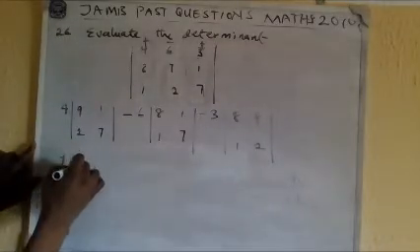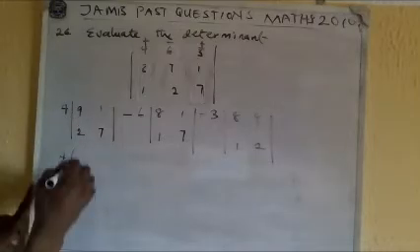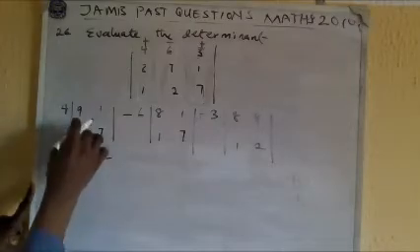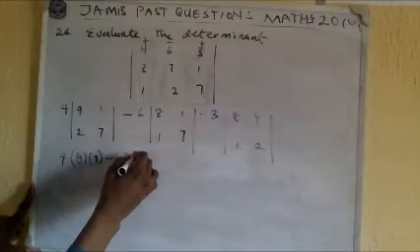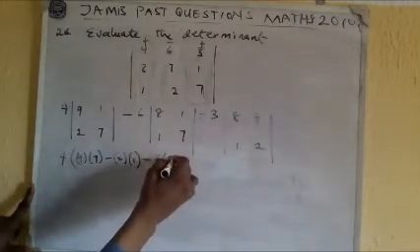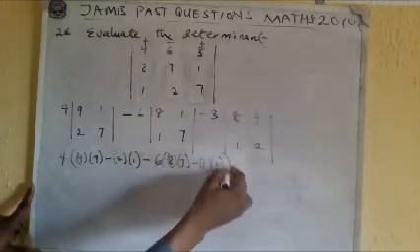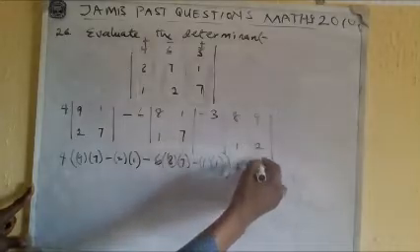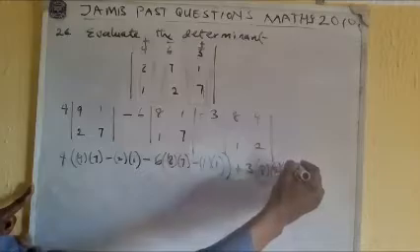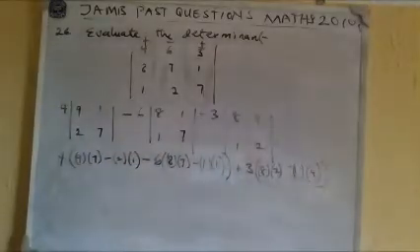The determinant of this one is 9 times 7 minus 2 times 1. Then minus 6, open bracket, 8 times 7 minus 1 times 1. Then plus 3, open bracket, 8 times 2 minus 1 times 9. Okay, so we'll do it gradually.